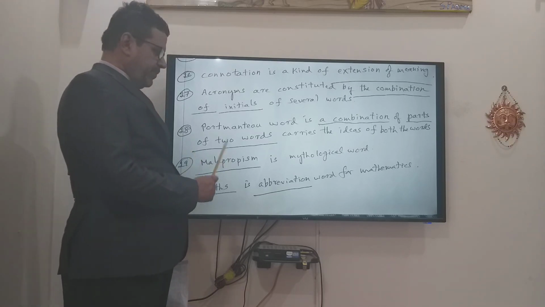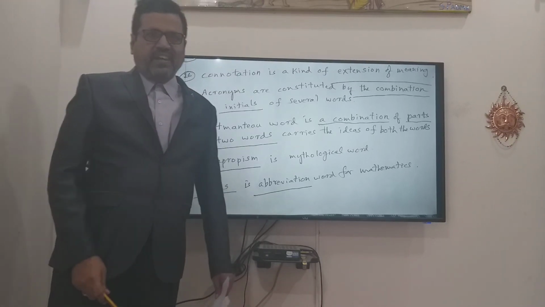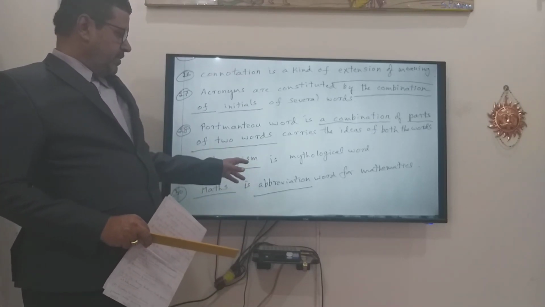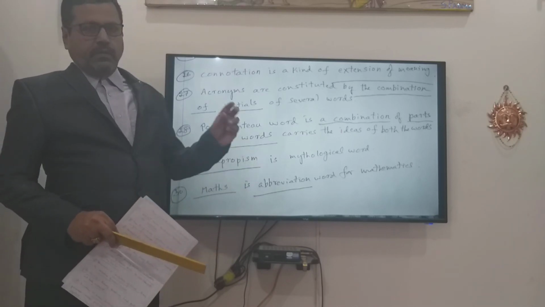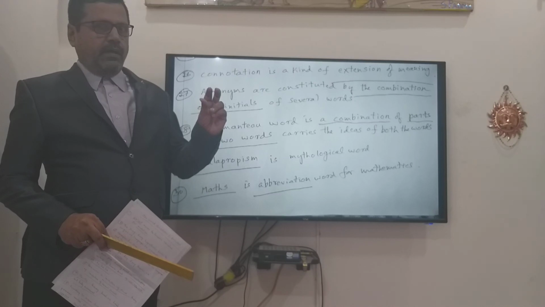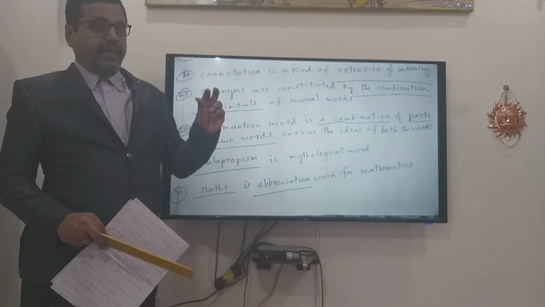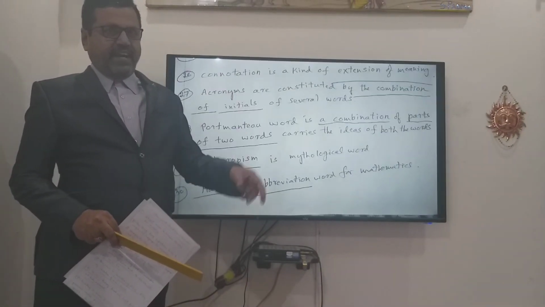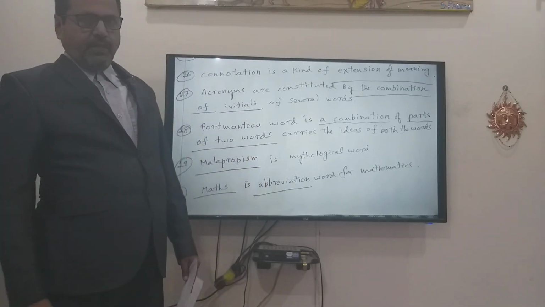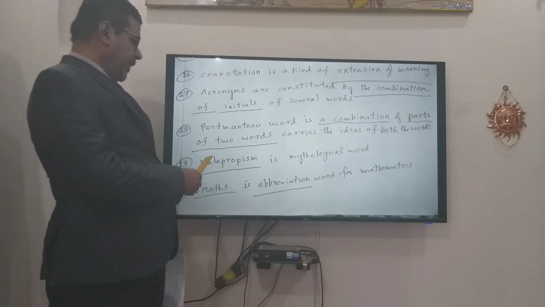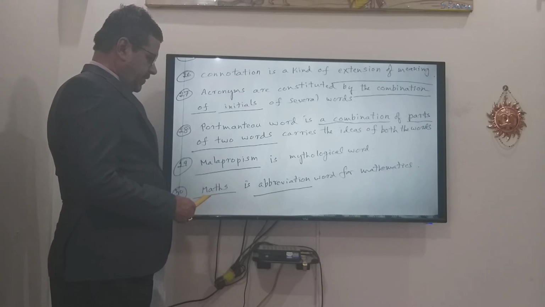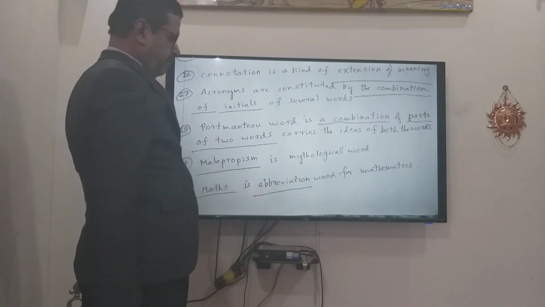Next one, malapropism. This word is derived from Sheridan's The Rivals. She is one of the main characters. She used to speak an inappropriate word for the exact word, and finally it became a habit. So it comes under malapropism. Okay. Next is very easy. Maths is an abbreviation for mathematics.